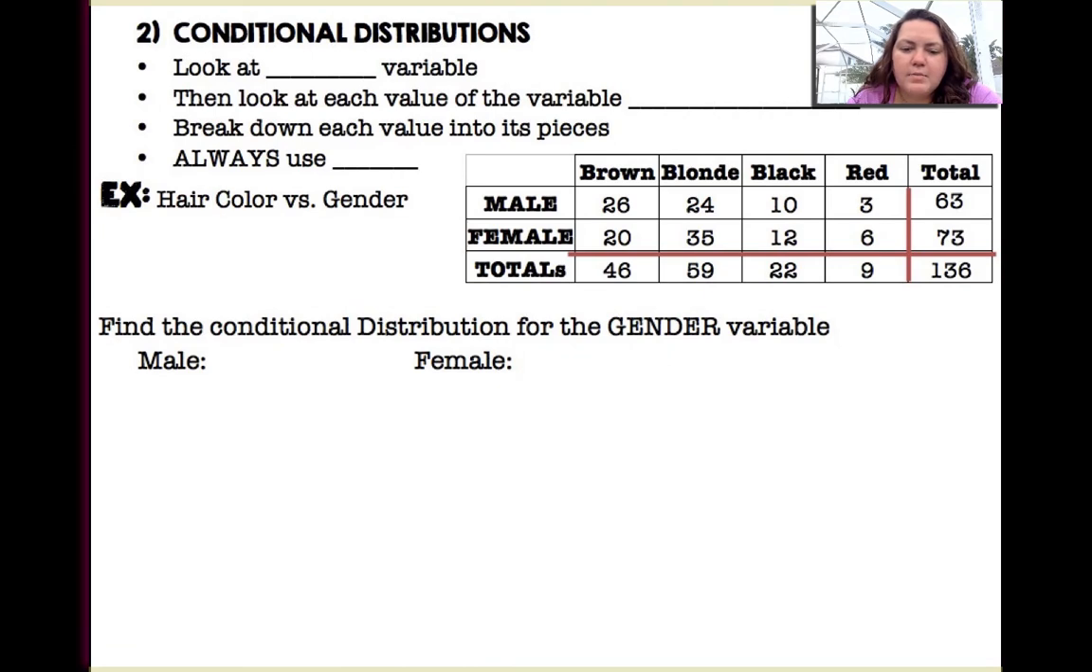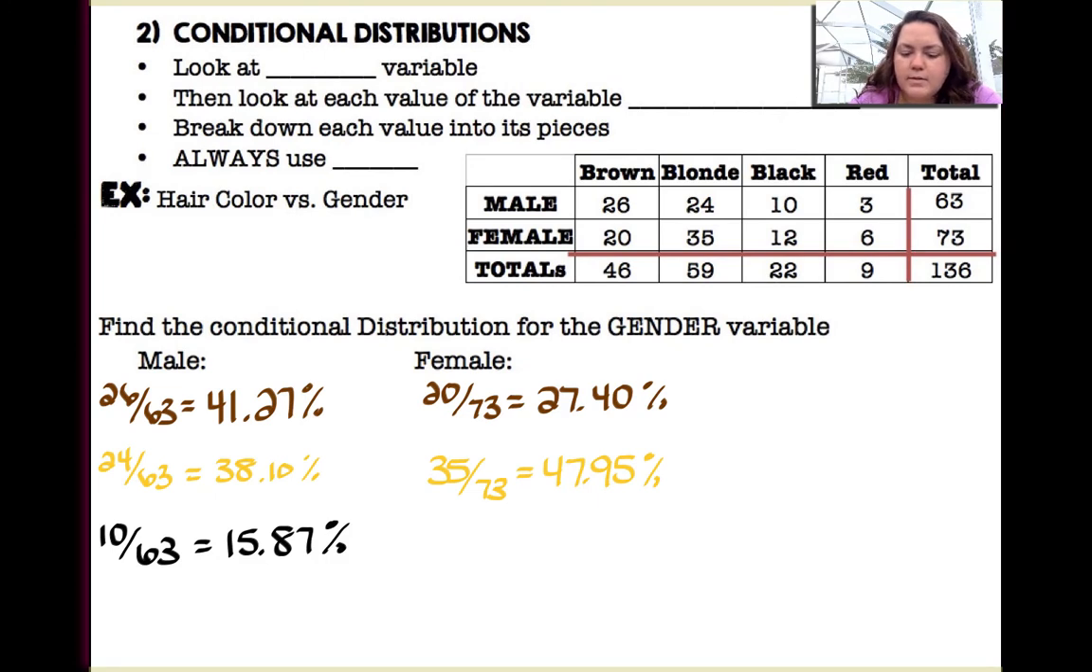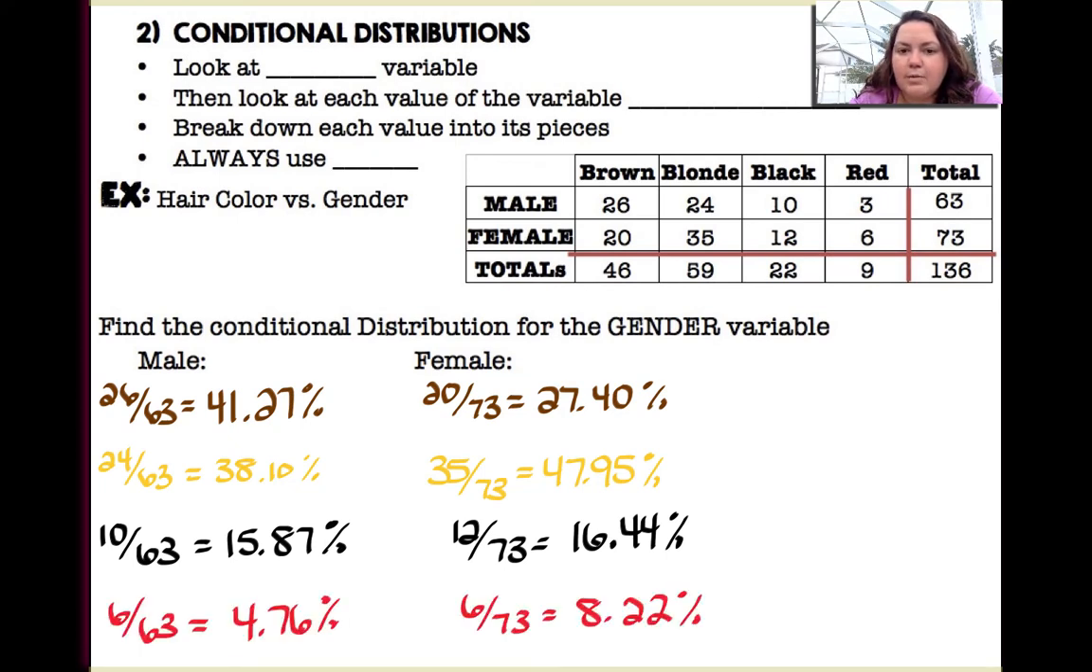All right, so now I'm going to do the same thing for the gender variable. So I'm going to have to do this for each color now. I have 26 males with brown hair out of 63 total males, and I have 20 females with brown hair out of 73 total females. For males, it's always going to be out of 63. For females, it's always going to be out of 73. I have blondes, 24 out of 63 for males, and for females, 35 out of 73. Black, I have 10 out of 63 for males and 12 out of 73 for females. Red, I have 3 out of 63 for males and 6 out of 73 for females.